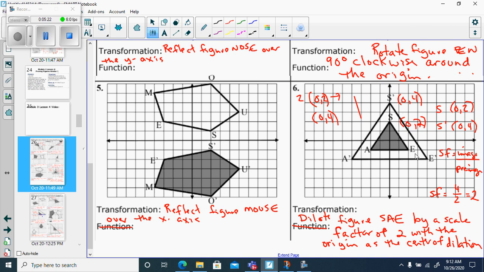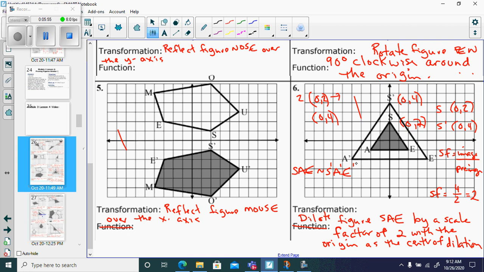How can I map SAE on top of S prime, A prime, E prime? Well, if they're the same shape but not the same size, then they are similar. This one is going to be that we're going to prove figure SAE is similar, not congruent, to S prime, A prime, E prime. Okay? This symbol here means it's similar to.